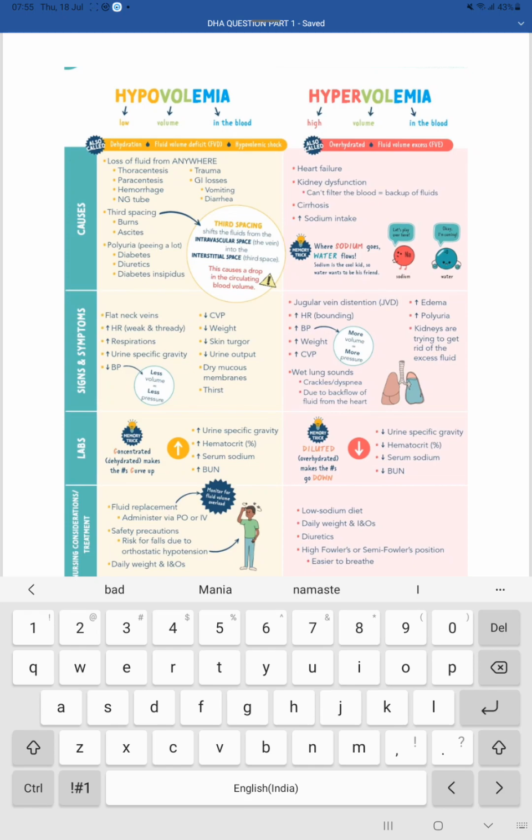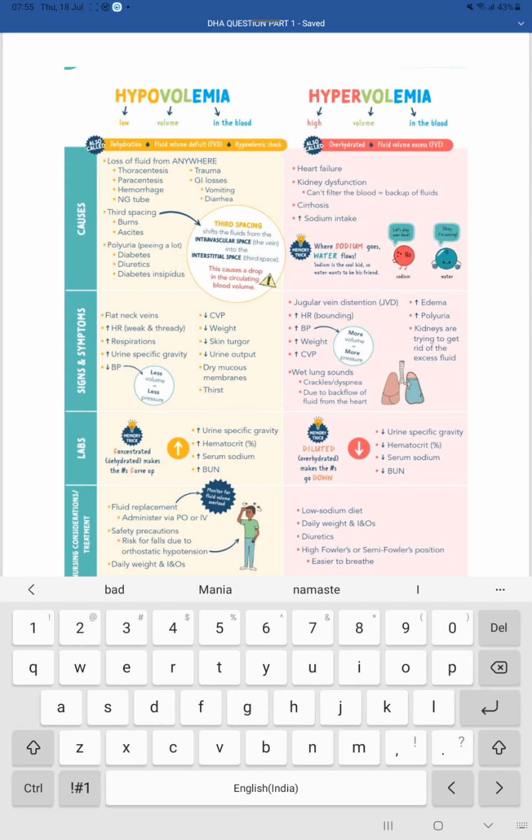Okay, so in these cases there is less volume of blood, so you will be getting flat neck veins. You are getting increased heart rate, but the heart rate will be very weak and thready. Because the fluid content is very less, you will be getting weak and thready heart rate, increased respiration, increased urine specific gravity. Why? Because the fluid content is very less, so the electrolyte concentration will be too much, so you will be getting increased urine specific gravity.